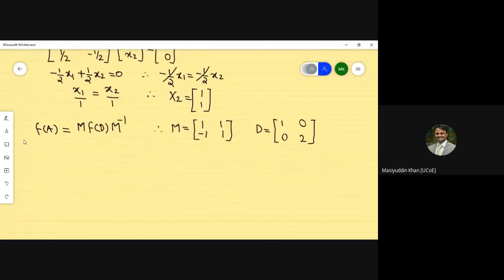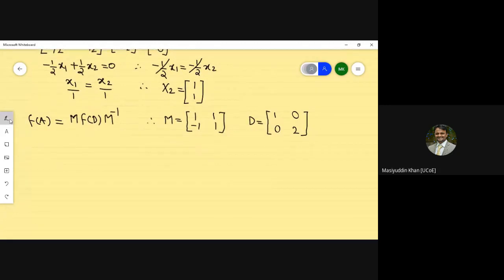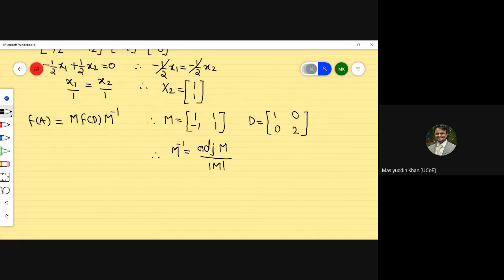Now how will we calculate M inverse? So always remember that for calculation, M inverse is equal to adjoint of M divided by determinant of M. This is the formula. Now what will be the formula for adjoint of M?